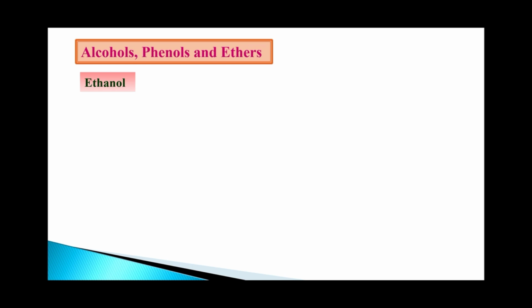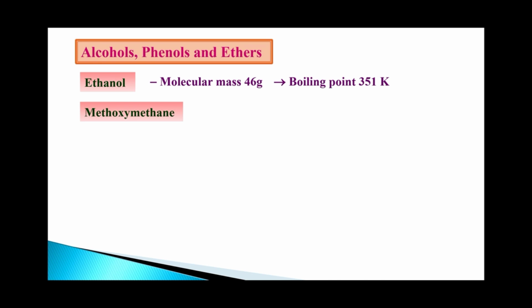Let us take one example, ethanol, whose molecular mass is 46 and its boiling point is 351 Kelvin. Similarly, one more molecule I have with the same molecular formula is methoxymethane, CH3OCH3, whose boiling point is 248 Kelvin. The boiling point of ethanol is 351. It is mainly due to the intermolecular hydrogen bonding, whereas in the case of the ether, methoxymethane, we don't have intermolecular hydrogen bonding, hence its boiling point is less.